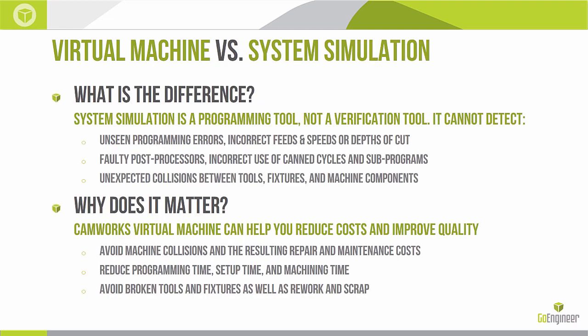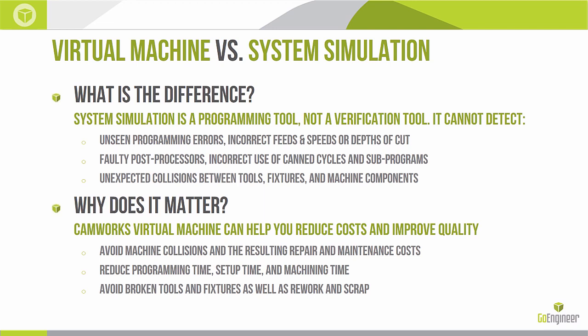So to go a little bit more in depth on how the Virtual Machine Simulator differs from just a standard system simulation. As I mentioned before, the system simulation runs inside the CAM tool, and it's really a programming tool. It's there to help the programmer verify that all of the features are being cut, not necessarily how accurately they're being cut. It also is there to help the programmer just make sure that they've got the base program down. It's not a verification tool. There are things that it can't detect.